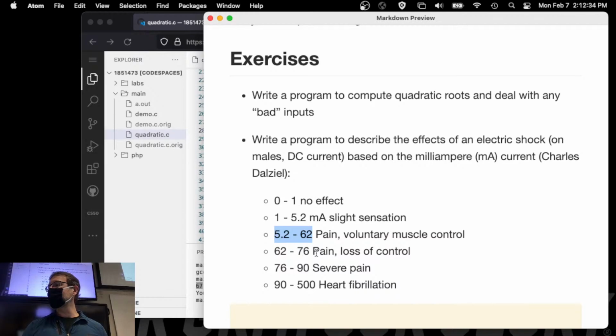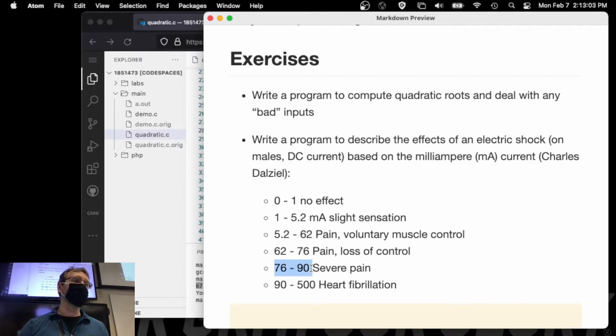But at 62 to 70, within this range, you still have voluntary muscle control. You can still let go. But 62 to 76, and you can get that from a garage door opener wire, trust me. 62 to 76 is going to be a loss of control where you cannot let it go, right? And by continuing to hold on to it, you could eventually have a heart fibrillation.